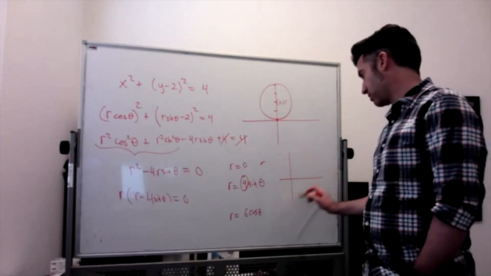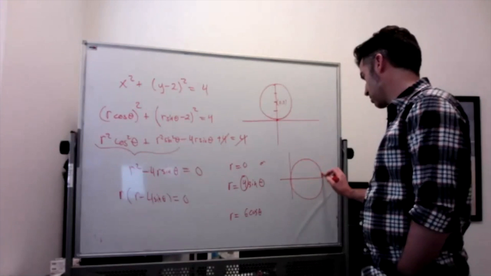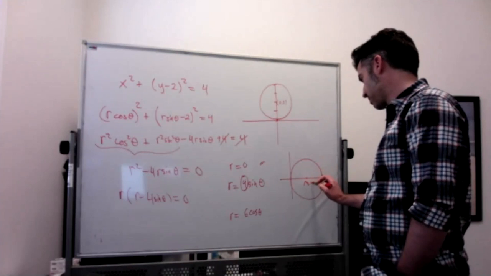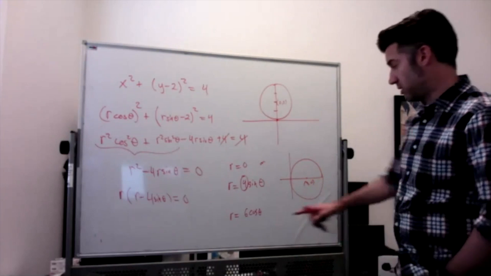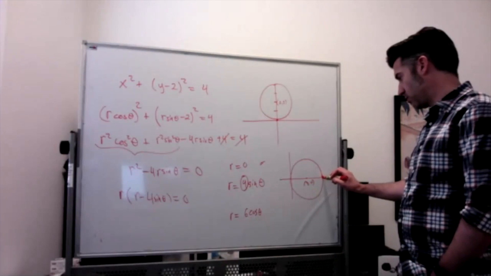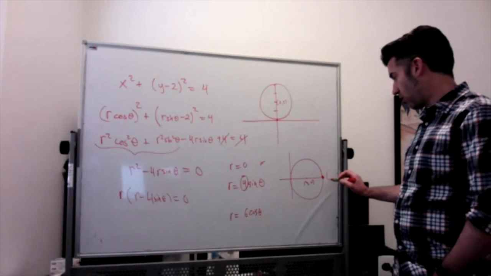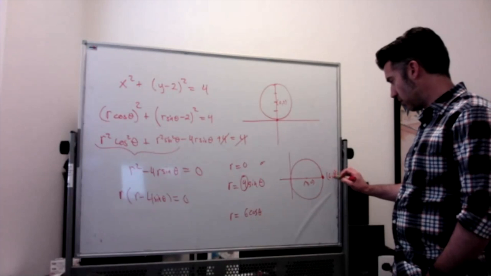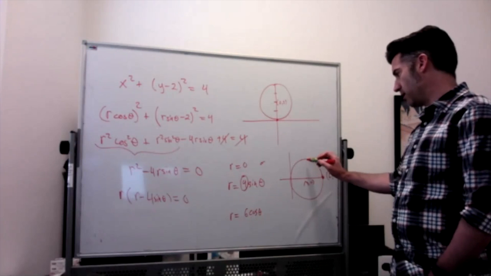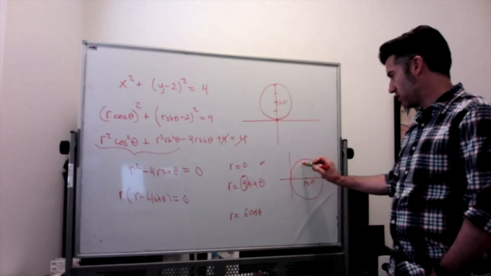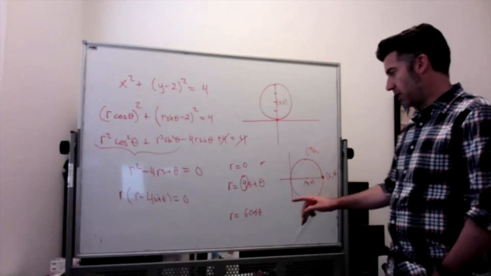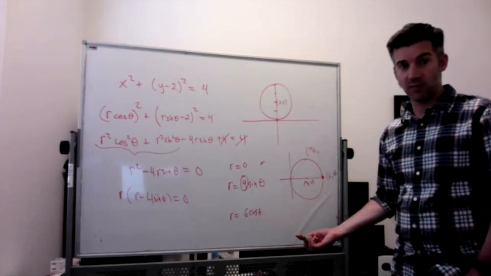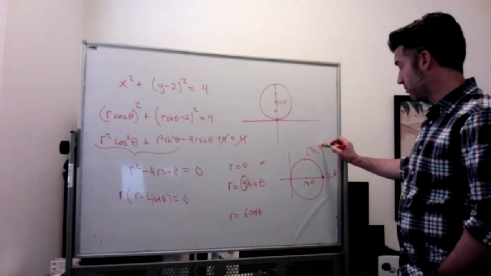Right? If you have r equals 6 cosine theta, when theta starts at 0, cosine is 1. So 6 times 1 gets you this point here. So here's the point, r is 6 and theta is 0. And then here's the point where theta is pi over 4. And 6 times cosine of pi over 4 is 6 times root 2 over 2, which is 3 root 2.